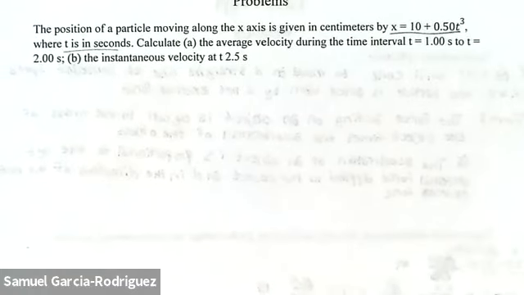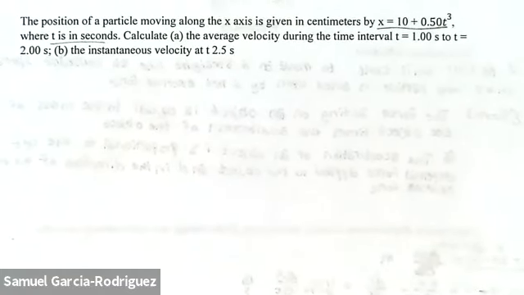So the question reads, let me just focus this up. The position of a particle moving along the x-axis is given in centimeters by x equals 10 plus 0.5 t cubed, where t is in seconds. Calculate the average velocity during the time interval t equals 1 to t equals 2. Any ideas on how to start this question?